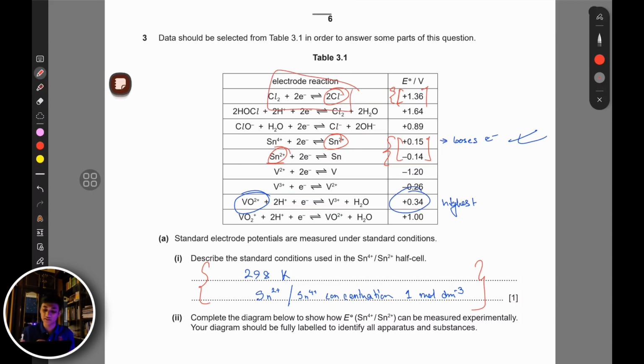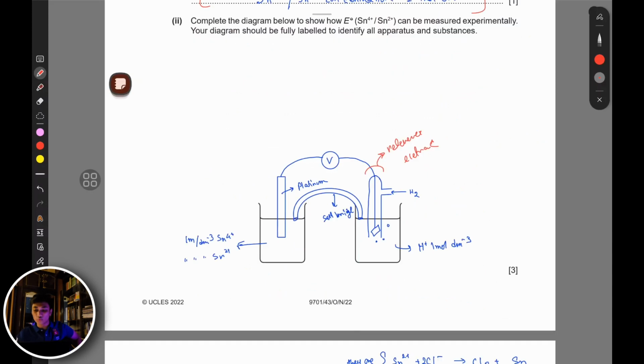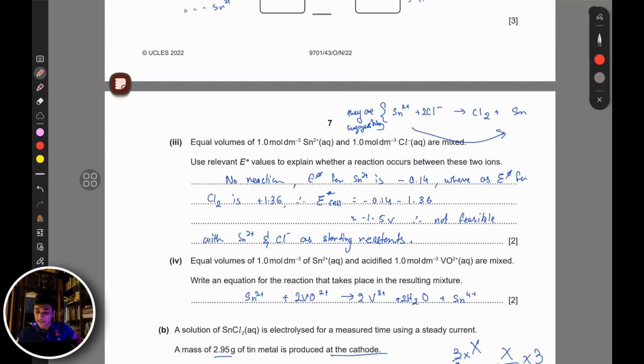Okay, if that is the case, in this electrode potential equation for chloride, electrons are supposed to be gained. There should be a gain of electrons. Now, the interesting thing is, in our case, we have Sn2+ and chloride ions.